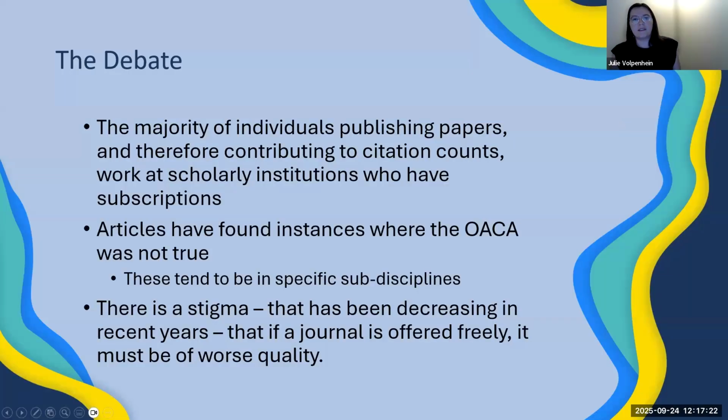And so this is the open access citation advantage debate. Some people are saying, I'm not certain about this. The reason why is that some people say that the majority of individuals publishing papers, and therefore contributing to citation counts the most, already work at scholarly institutions who have these subscriptions. So there really isn't going to be that big of a difference. That's what they're saying. And to back this up, sometimes articles have found instances where the open access citation advantage was not true.